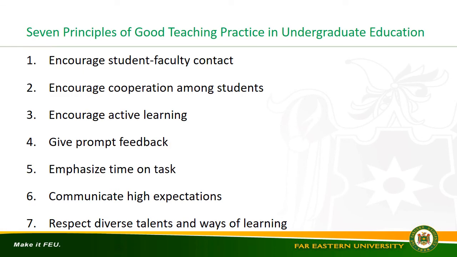We have the seven principles of good teaching practice in undergraduate education. The first is to encourage student-faculty contact. It means we encourage openness in communication, because before, sometimes students opted not to tell their teachers whether they really understood the concepts well or not. The second one is to encourage cooperation among students. We should cooperate in order to attain our goals, and that is to understand the concept clearly.